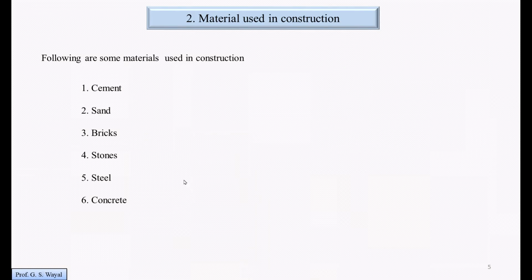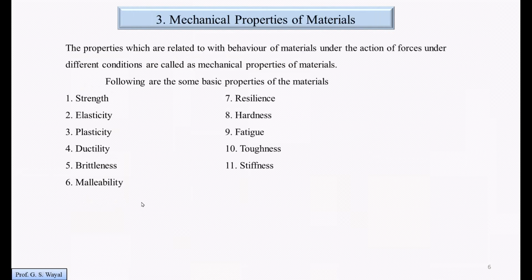Now next one is the materials used in construction. Okay, generally in any construction these are the common materials which are used in any type of project, that is cement, sand, bricks, stones, steel and concrete. Okay, so actually bricks are optional. Okay, but all the other five materials are definitely used in every structure.